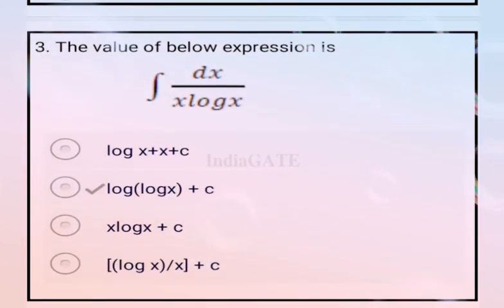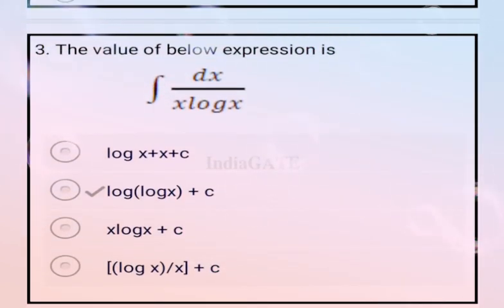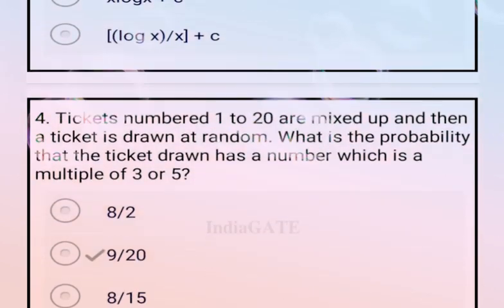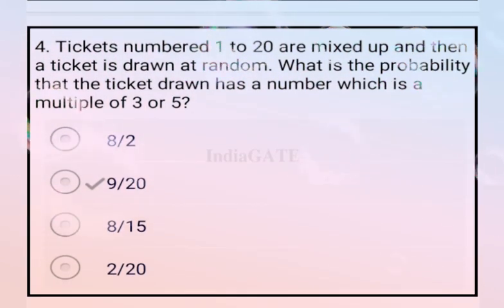Next question. The value of the below expression is? This is from integration, and the correct answer is option B, that is log x plus c. Next question. Tickets numbered 1 to 20 are mixed up and then a ticket is drawn at random. What is the probability that the ticket drawn has a number which is a multiple of 3 or 5? The correct answer is option B, that is 9 by 20.